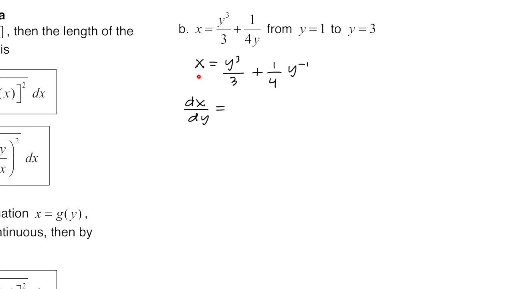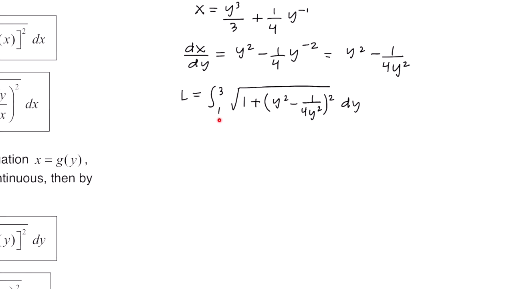Since this equation is x with respect to y, we're taking the derivative of x with respect to y. The derivative of y cubed over 3 is just going to be y squared. Right here, the derivative is going to be negative 1/4, and then y to the negative 2. So our derivative is y squared minus 1 over 4y squared. Let's go ahead and plug this into the length formula. Our length formula is the integral from 1 to 3, the square root of 1 plus the derivative squared.